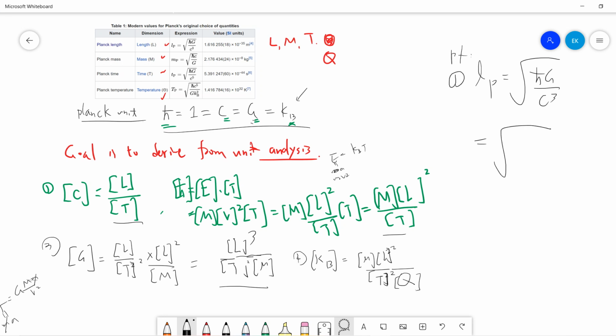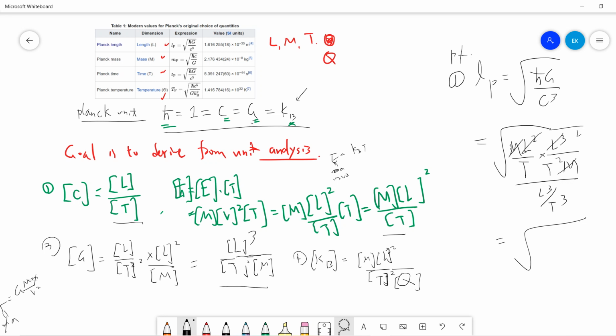Okay, so let's say h bar, right? That's quicker. I omit the brackets, right? Because it's time consuming. So it's, let's say, m l squared divided by t, times G. So it's l cubed divided by t squared m, divided by c cubed, which is l cubed divided by t cubed. Okay, so you see these m's cancel.